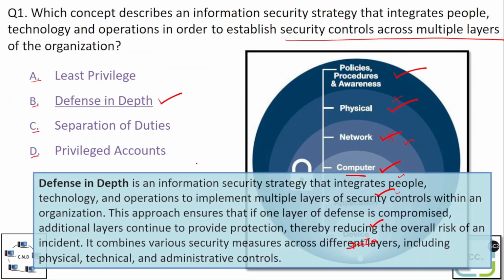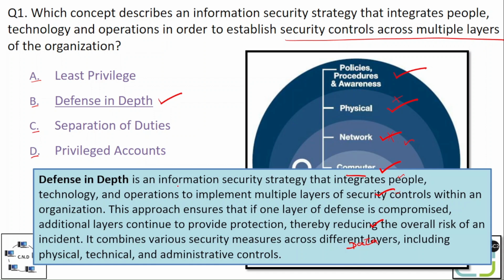Let me bring up the explanation. So this is the explanation. Defense in depth is an information security strategy that integrates people, technology, and operations to implement multiple layers of security controls within an organization. This approach ensures that if one layer of defense is compromised, additional layers continue to provide protection, thereby reducing the overall risk of an incident. It combines various security measures across different layers, including physical, technical, and administrative controls.